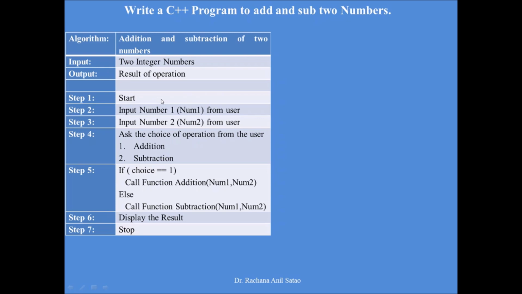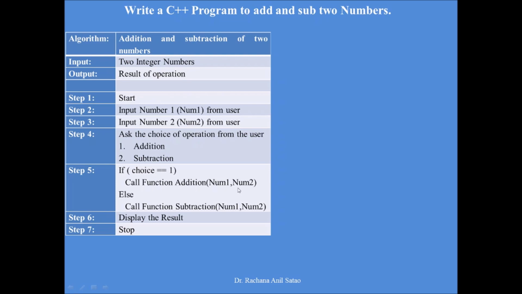The first step is always start. The second step says input number 1 from the user, then input number 2 from the user, accepting the inputs. Step 4 asks for the choice of operation from the user. The choice can be either addition or subtraction. In step 5, if you have an if statement like this, you should call these functions like this. If choice is equal to 1, call function addition, and the parameters of the function are also mentioned.